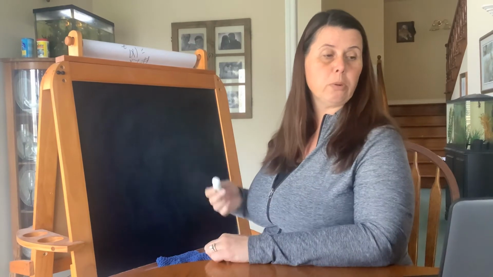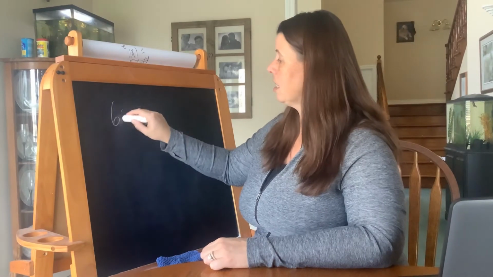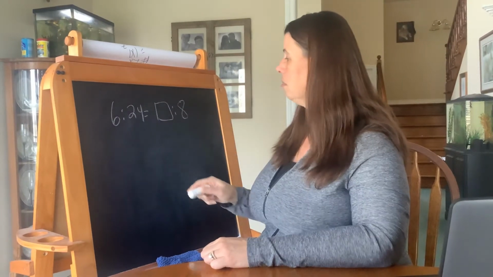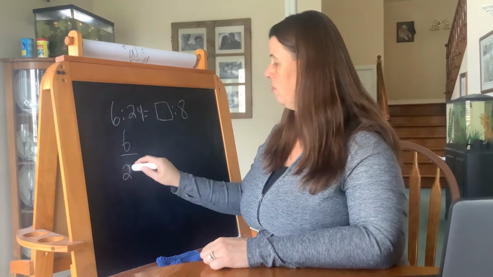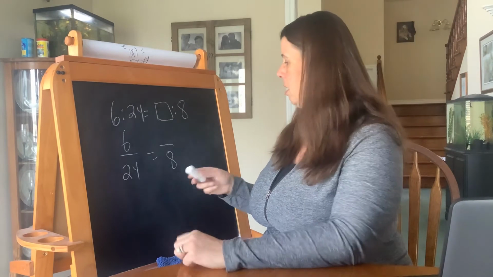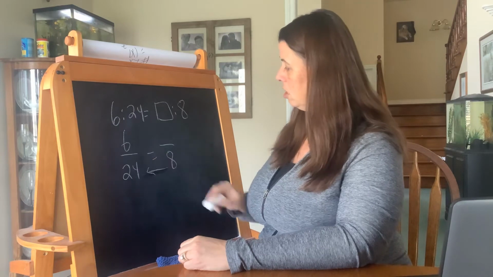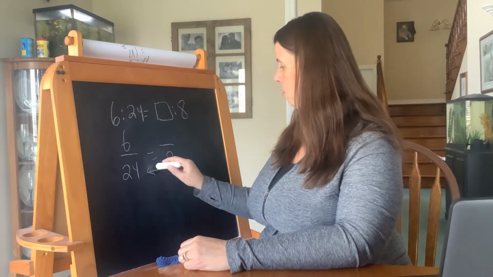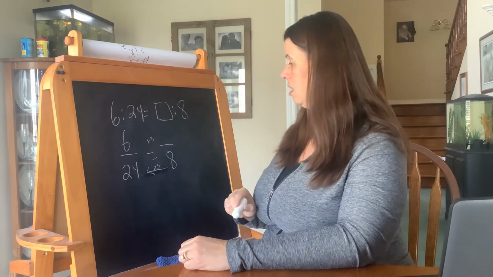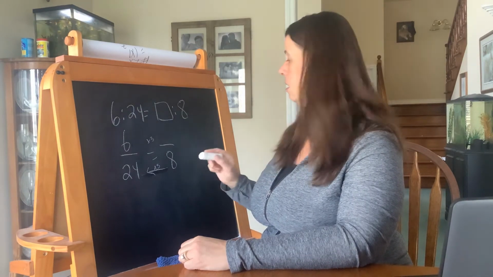Okay, number 3, solve the proportions by first writing the ratios using fraction notation. So they give us 6 is to 24 as something is to 8, okay? So they want us to write it as a fraction. So 6/24 is something over 8. Now, this looks really simple. We've seen this 100 times, right? So 8 turned into 24. So 8 times what is 24? 3, right? So something times 3 has to equal 6. What times 3 makes 6? How many 3s make 6?